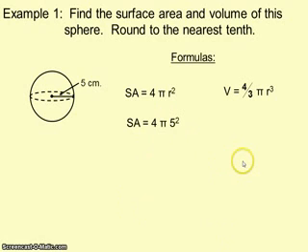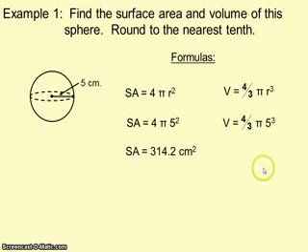Find where the r is, plug it into our calculator, 314.2, and it is rounded to the nearest tenth. And volume, just plug 5 into that formula, enter it into our calculator, and our answer is 523.6 cubic centimeters. And that's all that you have to do on the easy problems like that.